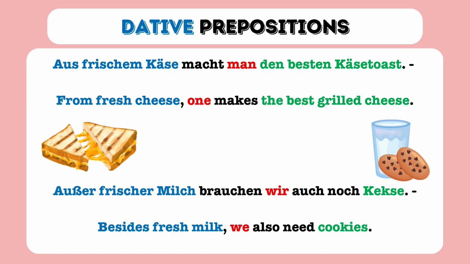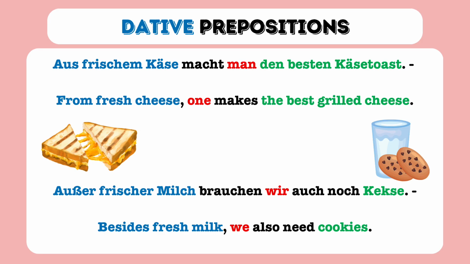Now let's get into the example sentences of how to use these things. Aus frischem Käse macht man den besten Käsetoast. From fresh cheese, one makes the best grilled cheese.